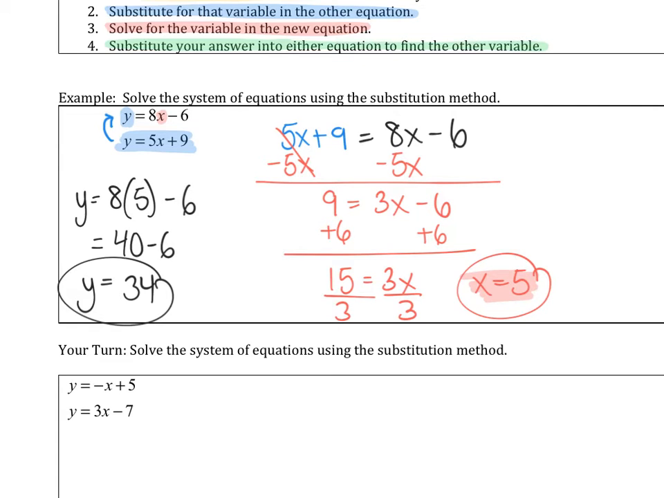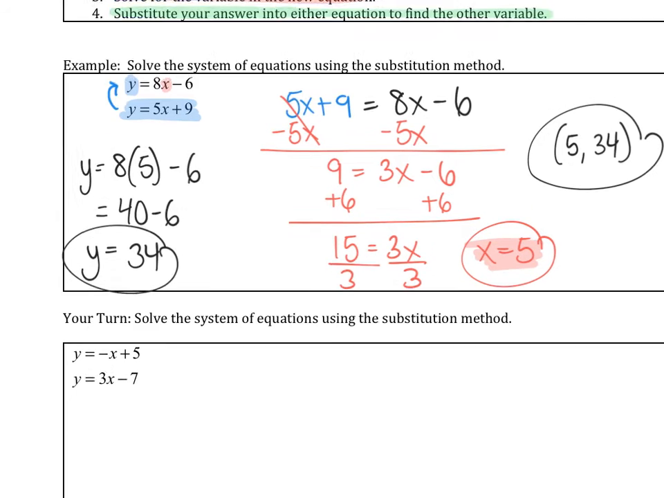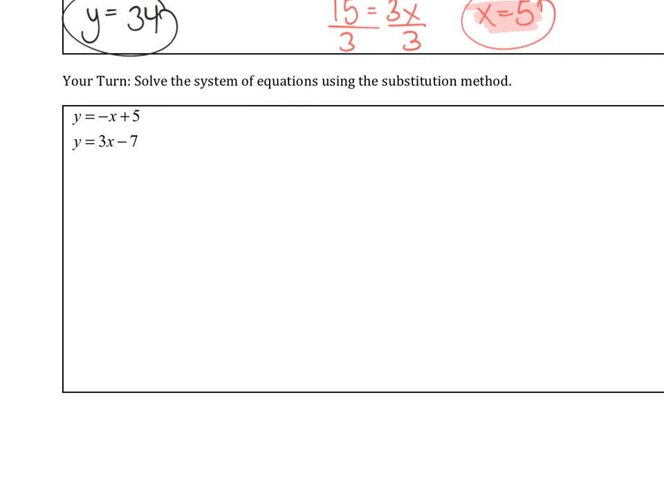Sometimes they ask us to write our answers as an ordered pair. So when you write your answer, make sure you say (5, 34). And that's our final answer. Substitution only works if one of the variables is already by itself. So let's try the next equation using substitution.